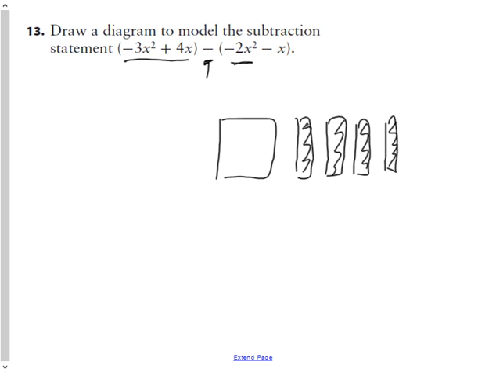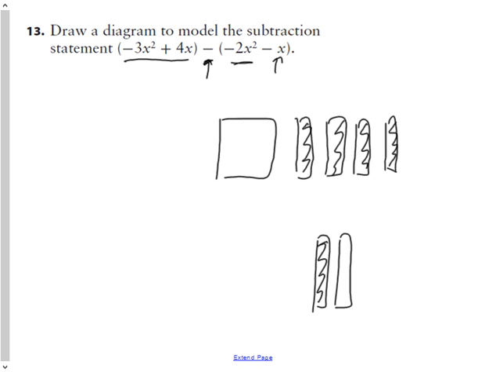I also have to take away a -x, but if I look at my picture here, I don't have a -x, I just have 5x's. So the important part here is understanding what this value is here. Now this is an algebraic zero pair. That's a positive x and a negative x, and its value is nothing.